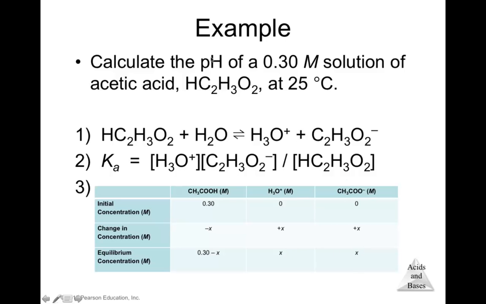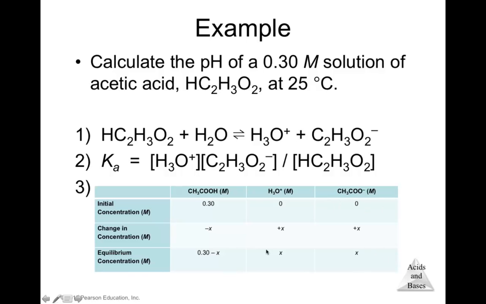We're looking for the pH. So remember that pH is equal to the minus log of the concentration of H3O. Once we have the value of x, we can calculate the pH because the value of x represents the concentration of H3O positive, but also represents the concentration of the acetate.